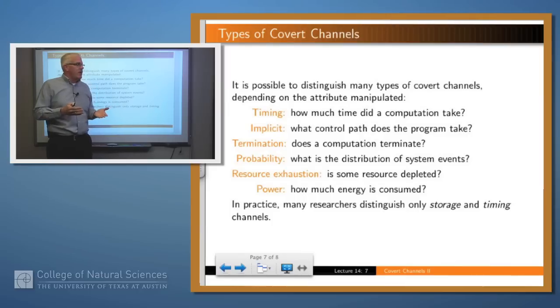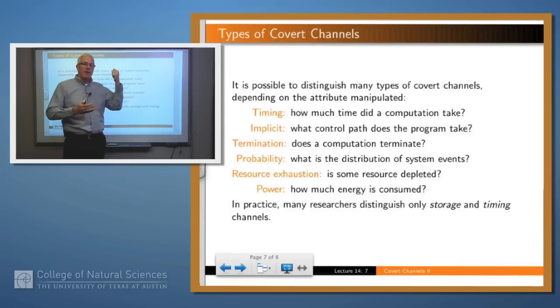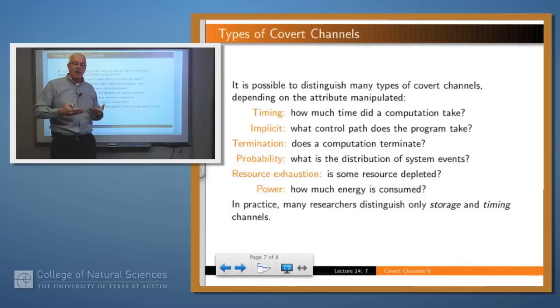A probability channel, this is a little bit odd, but suppose that a low-level process is accessing a random number and he always gets evens or always gets odds or something like that. Then it may be that the high-level process is somehow manipulating the probability distribution of what he's seeing and can thereby send information. A resource exhaustion channel is one where a resource is either exhausted or it's not. So you run out of disk space or something like that. And then a power channel is how much energy is consumed by a particular computation.